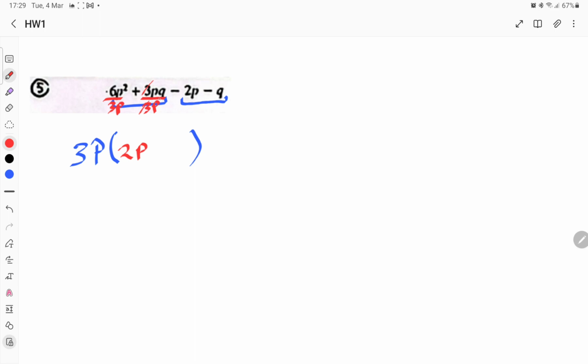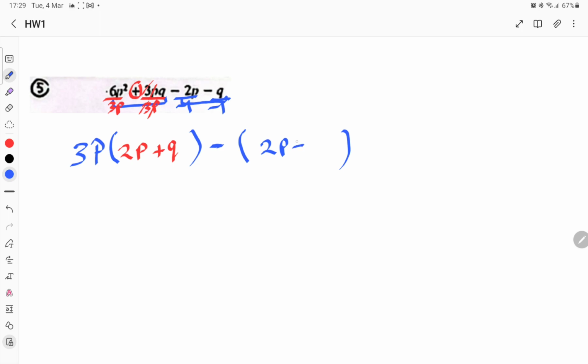P over P is cancelled. Here I have a plus Q. Why? Because the P is crossed with the other P. In the other bracket here, I have the negative as a common factor. If you notice, negative and negative. And then you can divide by -1, divide by -1.